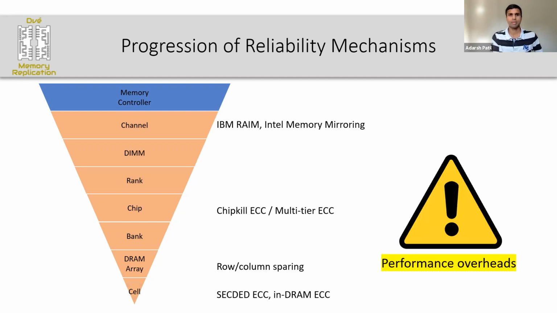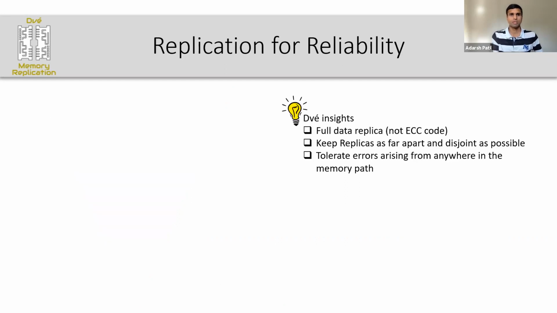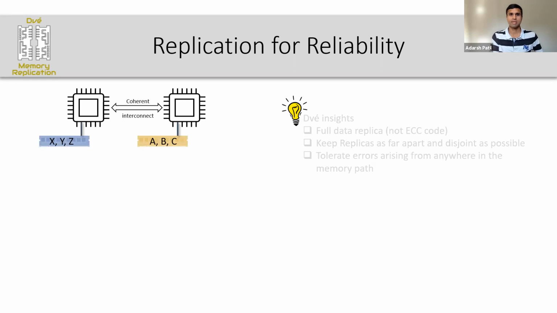However, all these error mitigation techniques are gradually adding performance overheads because of the additional checks that they introduce in the critical path. DWAY brings the insight that having full replicas, not just the ECC code, and keeping these replicas as far apart and disjoint as possible allows tolerating errors arising from anywhere in the memory path. Now let's see this in an example.